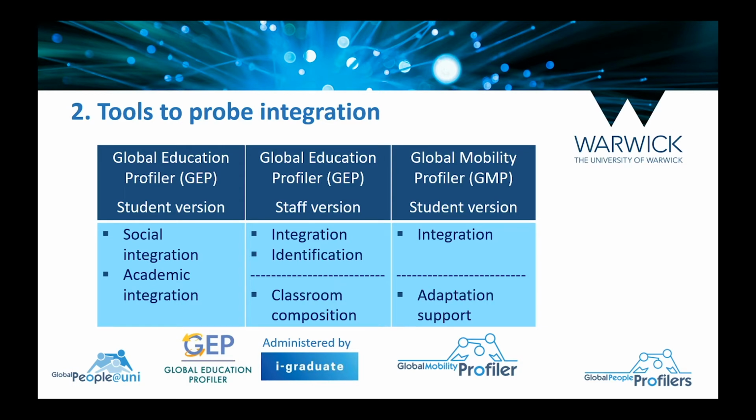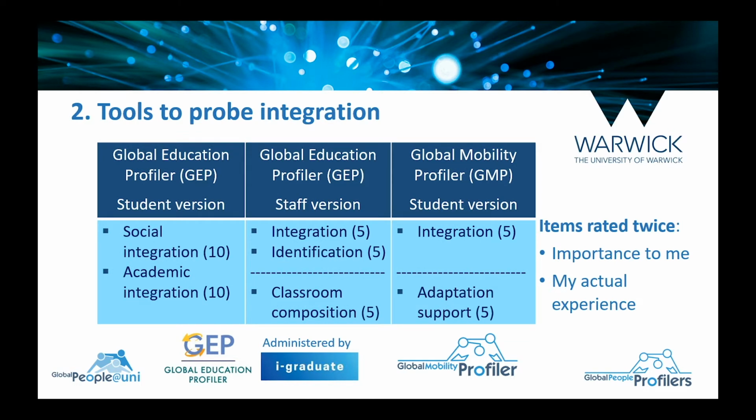The Global Mobility Profiler, the student version, also has a construct integration, and that's very much integration into that local, culturally unfamiliar environment. And there's also a construct on adaptation support, how far they're getting support for that integration process. As I mentioned in the last webinar, all items are rated twice for integration. That means rated for importance to me and my actual experience. And those ratings are done on a 6-point Likert type scale.